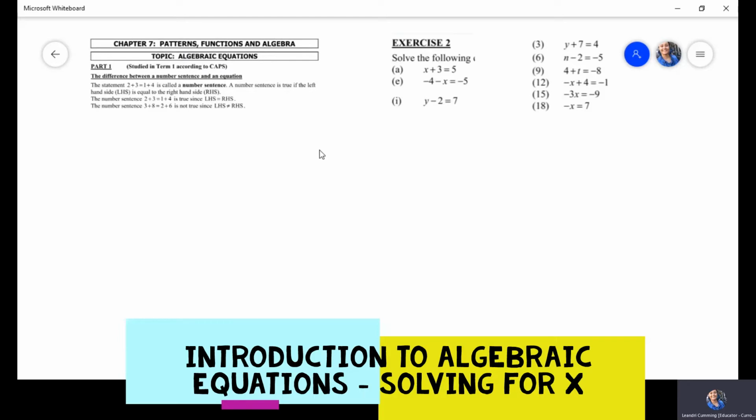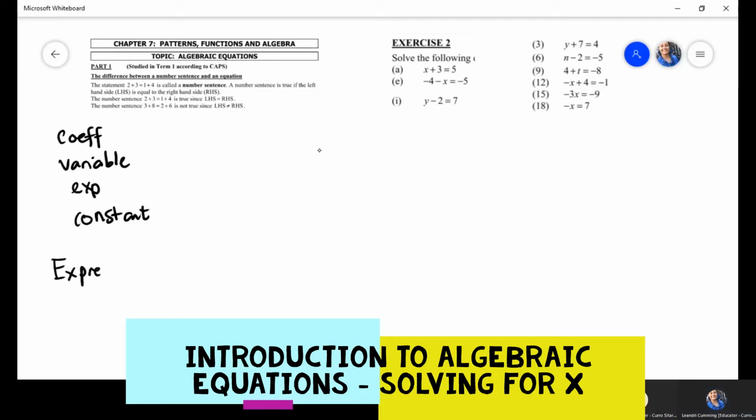So our previous topic discussed was algebraic expressions, and with algebraic expressions we learned all these rules that you were tested on through your assignment, and all these rules pertaining to our coefficient, our variable, our exponent, and constant. And what we do now at this stage is we no longer work with merely an expression, but we start working with solving an equation.